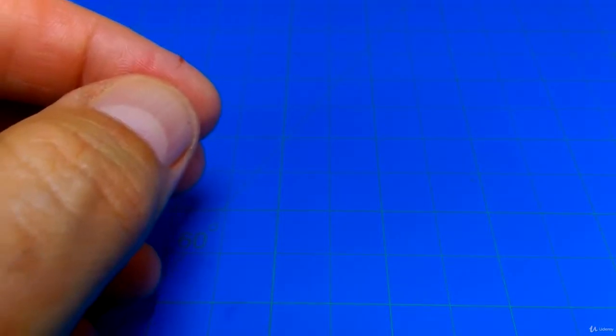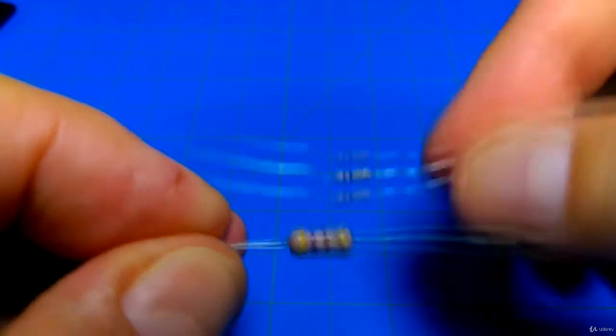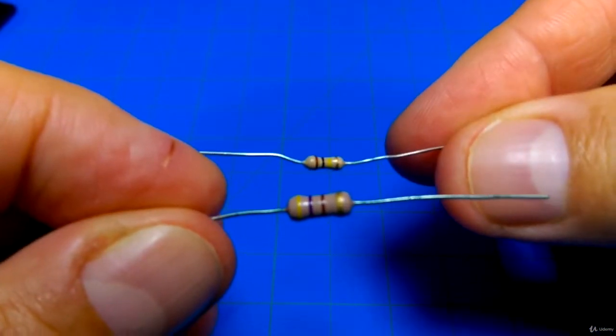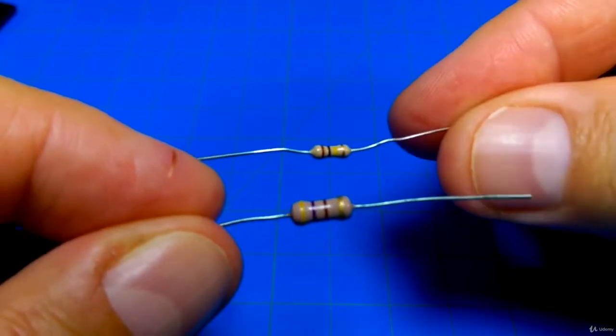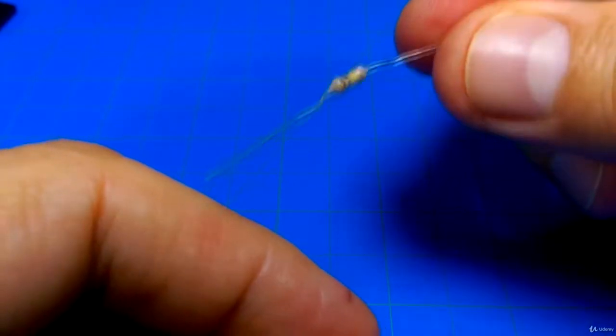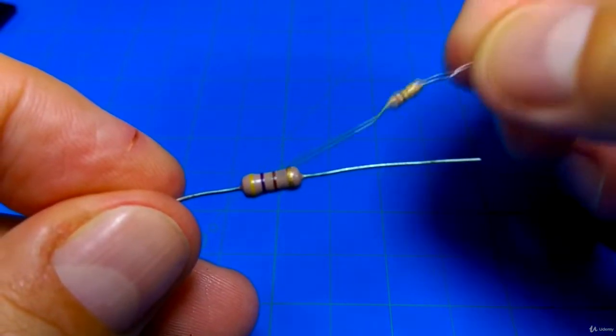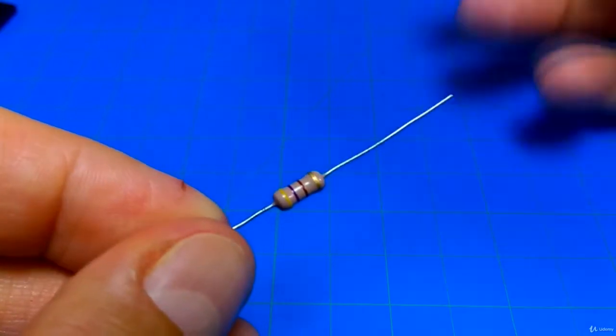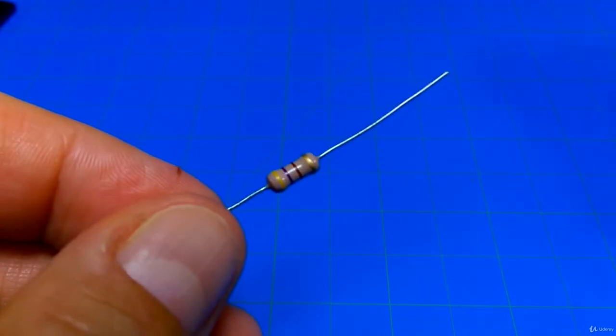So let's keep looking. Now we've got that resistor, and here's another one, and we'll do a comparison here. There's the first one we had, and that one's much, much bigger. The reason they're bigger is the larger one can handle more wattage. This tiny one is a 1/4 watt, I believe, and this is probably a 1/2 watt resistor. That means how much power it can dissipate. Again, we don't really know exactly what a watt is, but we're going to figure it out.